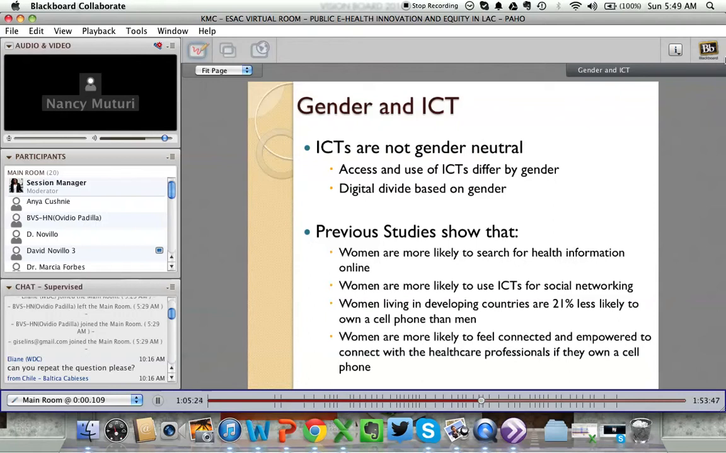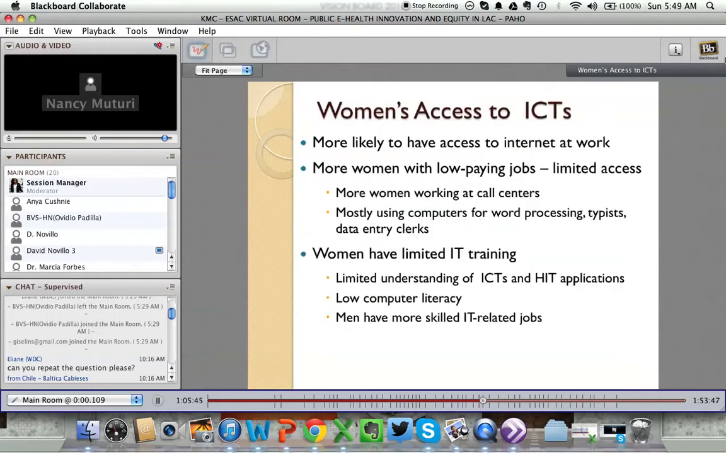There are also women living in less developed countries who are less likely to own a cell phone. When they do have one, they are more likely to use it mostly to connect with healthcare and also to feel more empowered. And that's basically why it is important to emphasize the use of these ICTs when they have access to cell phones.